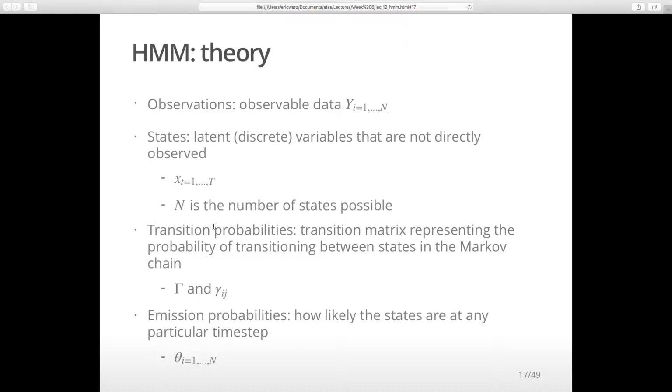And so, think about it this way: for every different time step, we could summarize how likely we are to be in state 1 or state 2, for example, for a two-state model. And that's represented by this theta, where theta is subscripted from i to n, where n is the dimension of the HMM.